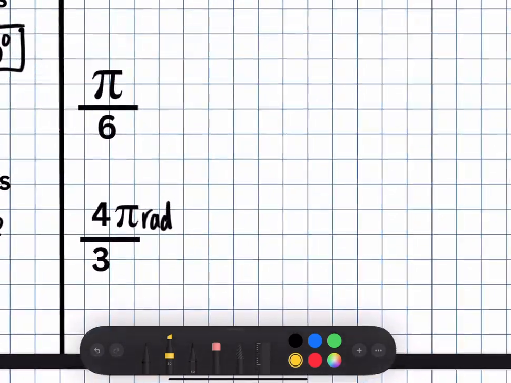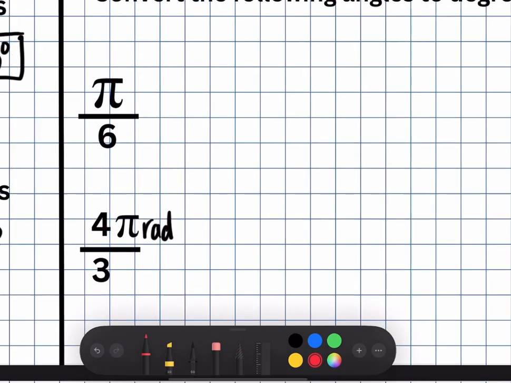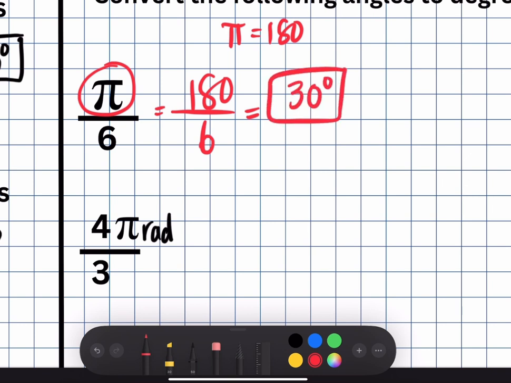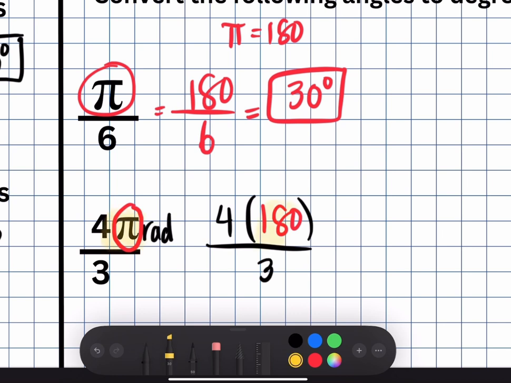So if I know this idea, again, that pi is equal to 180, then this pi, I'm going to just change to a 180. And now I'm left with 180 divided by 6 is 30. Do you guys see what I did there? Same thing on this problem. My pi, I'm going to convert to be 180. Everything else is going to stay the same. So the pi became 180.